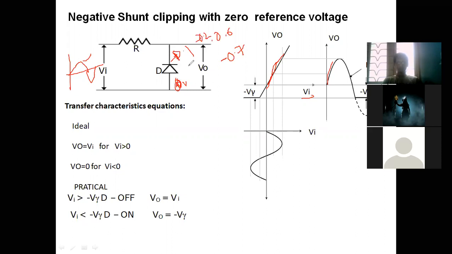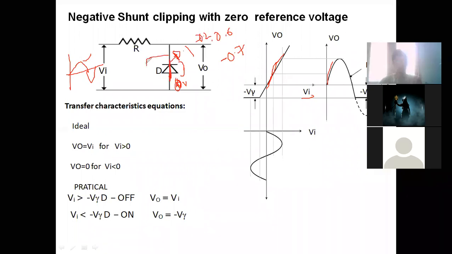Since I am talking about a practical diode, minus 0.1 volts is less than 0 volts. Even though there will be some cut-in voltage for this diode, the diode will still be maintained at the off position only. When the input voltage crosses the cut-in voltage, the diode gets on. When the diode is on, it will be short circuited.